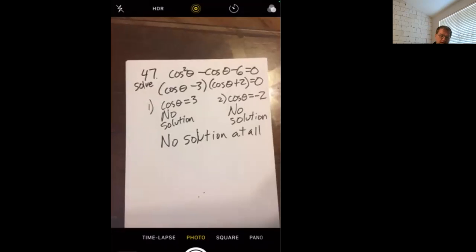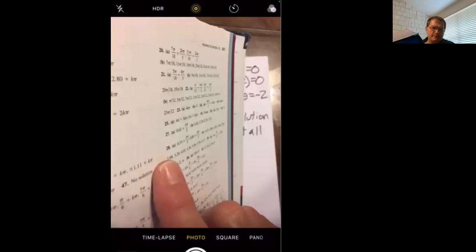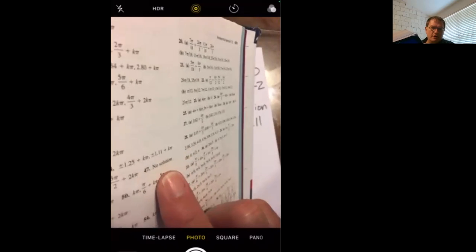Let's see. Run the Mr. C idiot test. Check and see if I am an idiot. 7.4 and it's 47. Yeah. I can barely read that, I can hold the book. No solution.